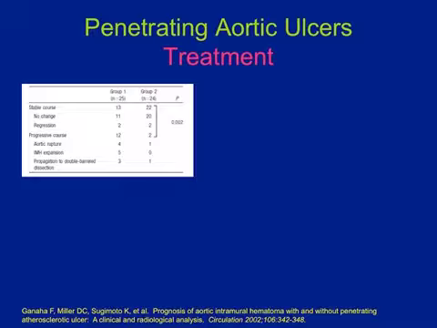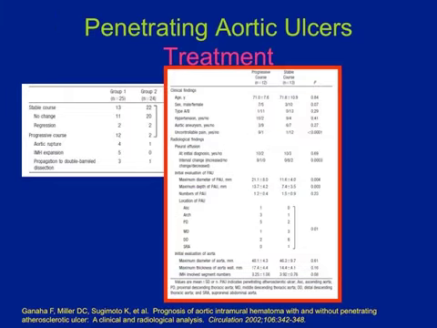It concluded that patients with an intramural hematoma associated with a penetrating aortic ulcer were more prone to have a progressive disease course as opposed to patients with an intramural hematoma without a penetrating aortic ulcer. Further subdividing the group with the intramural hematoma and penetrating aortic ulcer, analysis showed that those who progressed tended to have disease involving the ascending aorta, the aortic arch, or the proximal descending aorta.